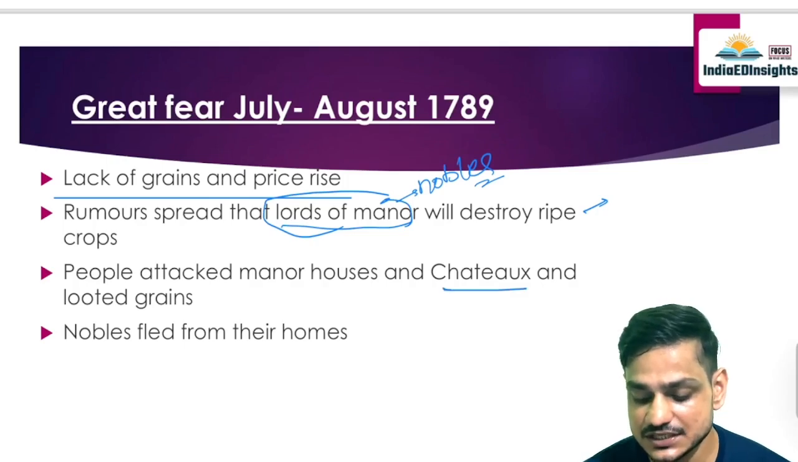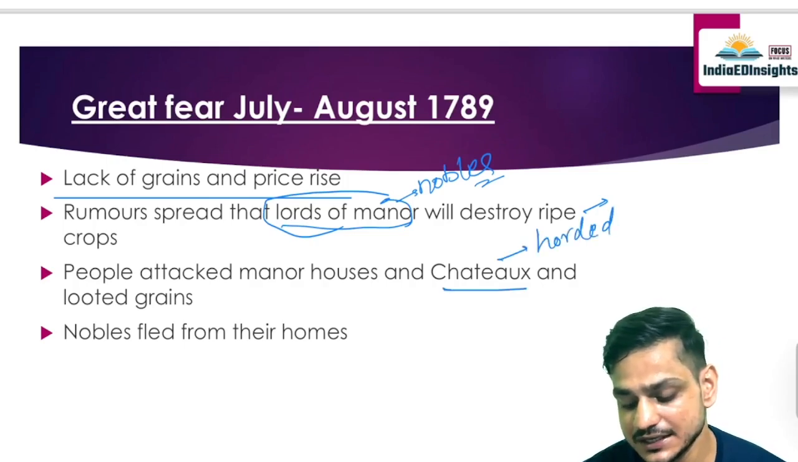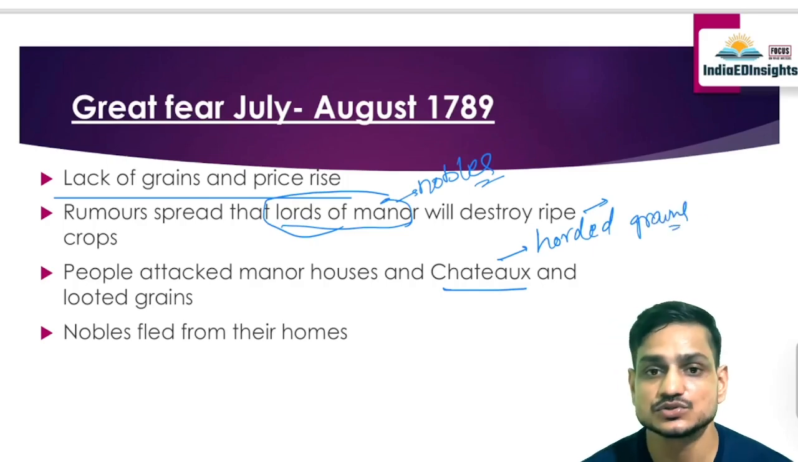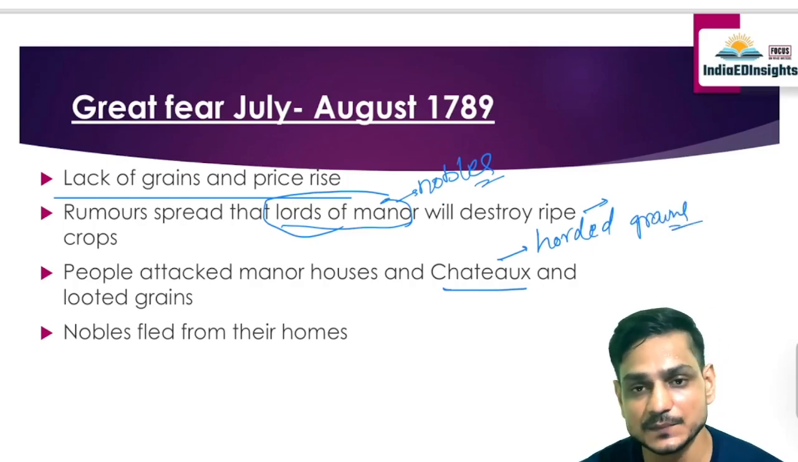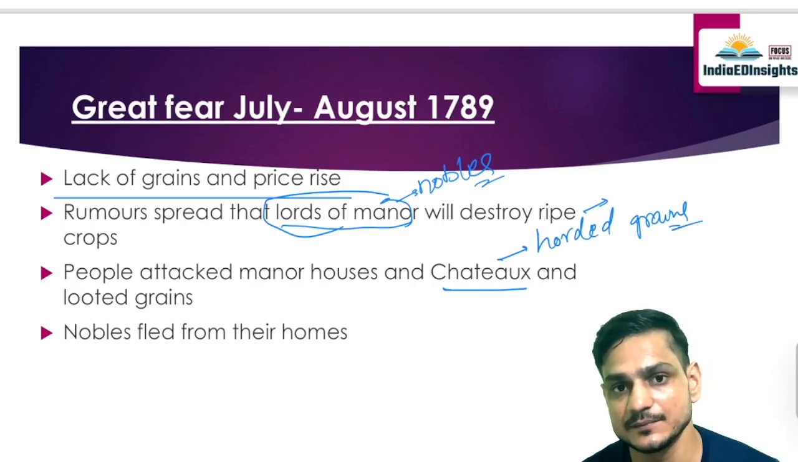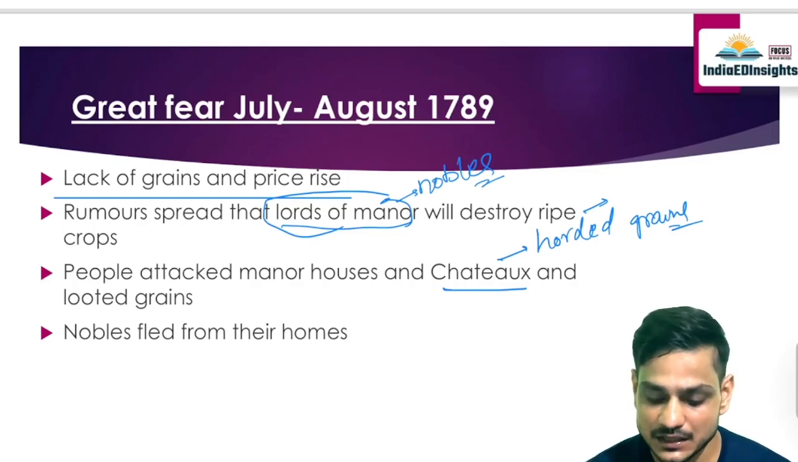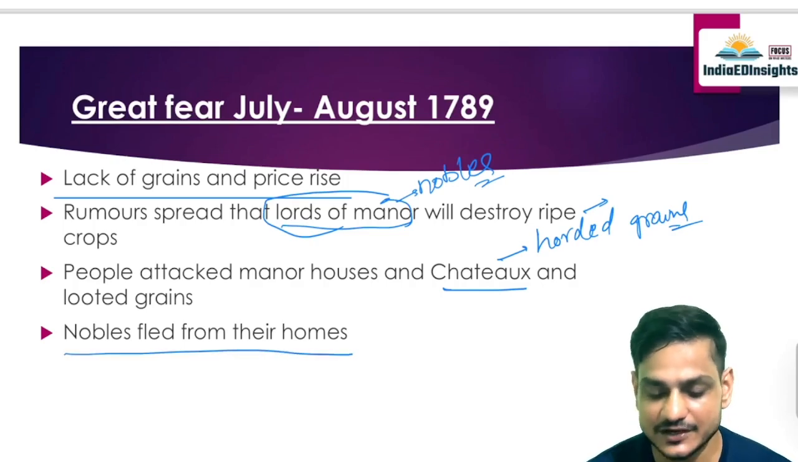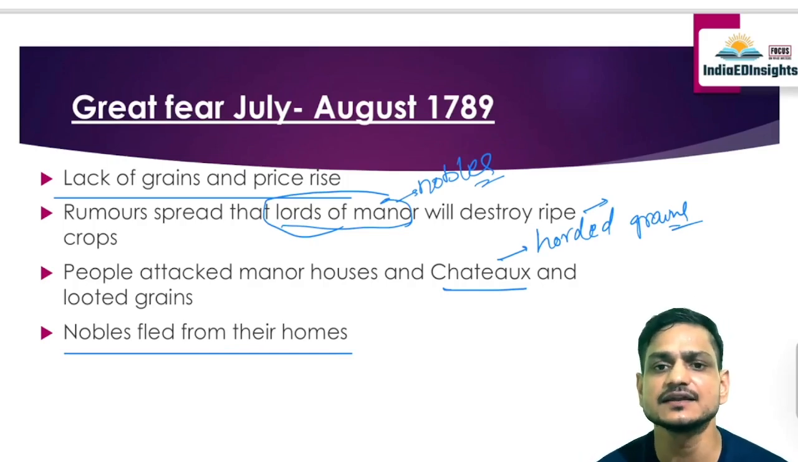These are the regions where hoarded grains were stored. So the people, the third state, the commoners, started to attack the manor houses and chateaux and looted the hoarded grains. Nobles, because of fear, fled from their homes. This was the situation in July and August 1789.